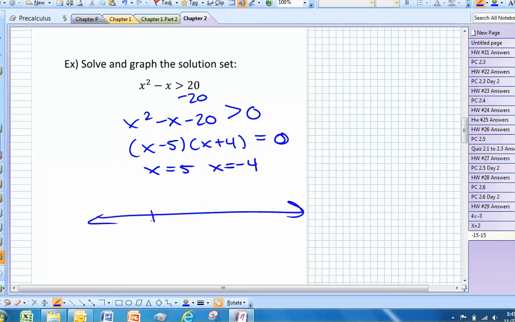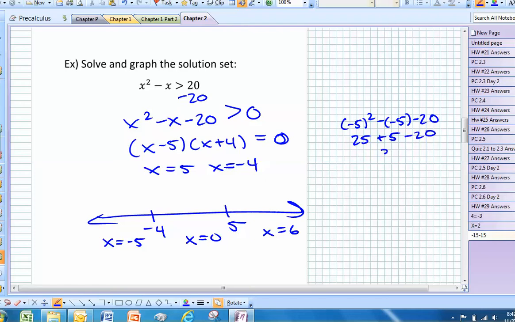So we draw our number line, and we choose numbers in the intervals, like here, negative 5, 0, 6. I substitute them in. So when I put negative 5 in, notice I get 25 plus 5 minus 20, so I get 30 minus 20, which is 10. The big thing is it's positive. When I put 0 in, notice I'm going to get negative 20, so it's negative in that interval.